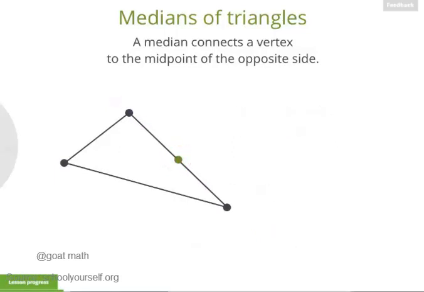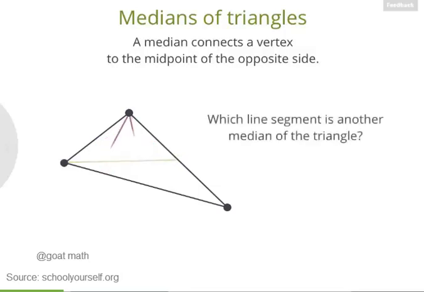Right, this is the midpoint. It's exactly halfway between these two vertices. So the line segment connecting this vertex to this midpoint on the opposite side of the triangle is an example of a median. Next, take a look at these 3 line segments. Which one is another median of the triangle?